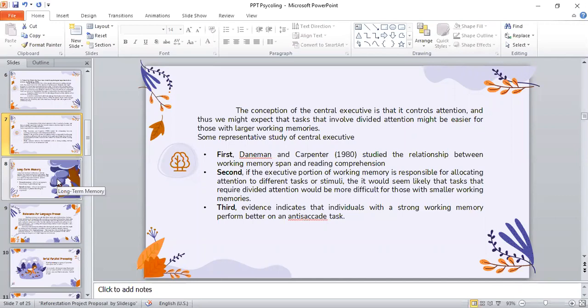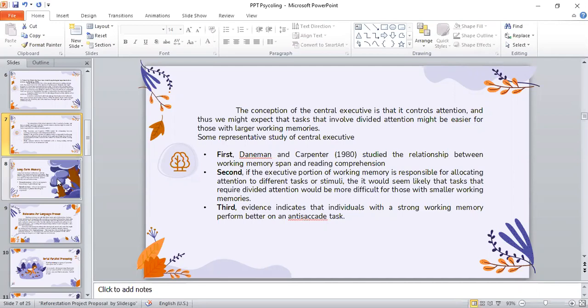The conception of the central executive is that it controls attention, and thus we might expect that tasks that involve divided attention might be easier for those with larger working memories. Some representative studies of central executive data: first, by Daneman and Carpenter in 1980, studied the relationship between working memory span and reading comprehension.